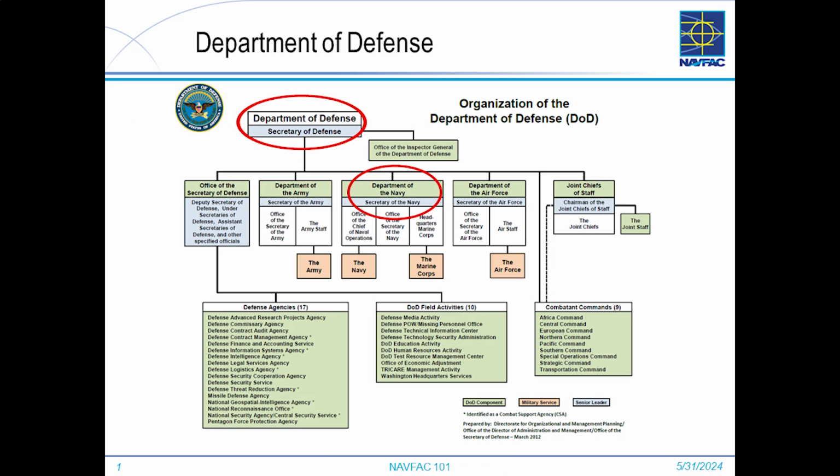So we'll start with the first learning objective, which is to go over the Department of Defense and Department of Navy organizational structure. The Department of Defense is a cabinet-level organization within the federal government, and there are three military departments that report to it: the Department of Army, Navy, and Air Force. In our course today, we're just going to be concentrating on the Department of Navy.